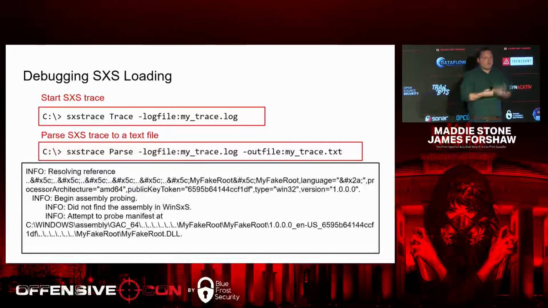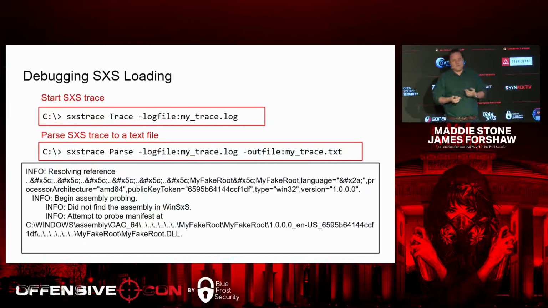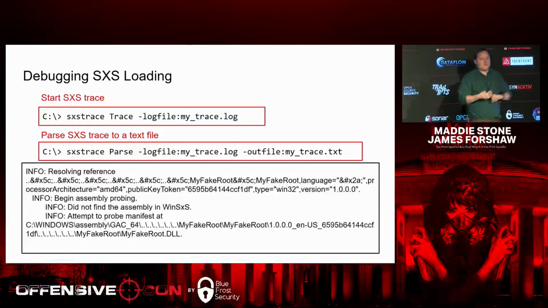Now, if you actually try to do an exploit for this, there's a reasonable chance that something doesn't work, and it will not entirely be obvious why it doesn't work. Fortunately, Windows comes with a tracing tool, SxSTrace, which you can run to start generating a log of all side-by-side assembly events which are occurring.